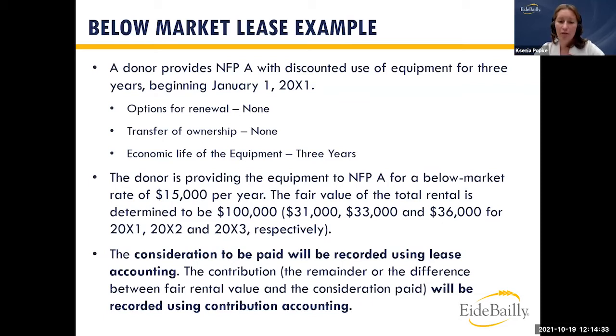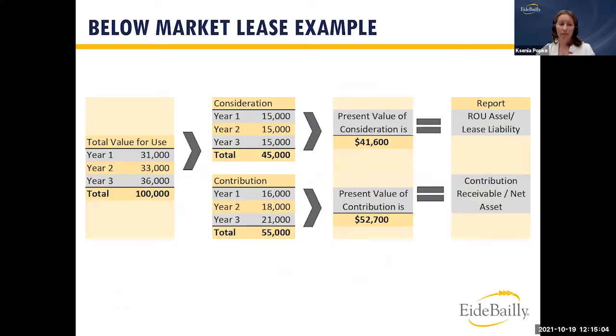And it changes every year. So 31,000 in year 1, 33 in year 2, and 36 in year 3. But the organization is only required to pay $15,000 per year to the donor, so approximately $45,000 in total. So when you consider the total consideration paid of $45,000 and the fair market value of $100,000, you have an inherent contribution that is embedded in this lease. But how do you account for that?